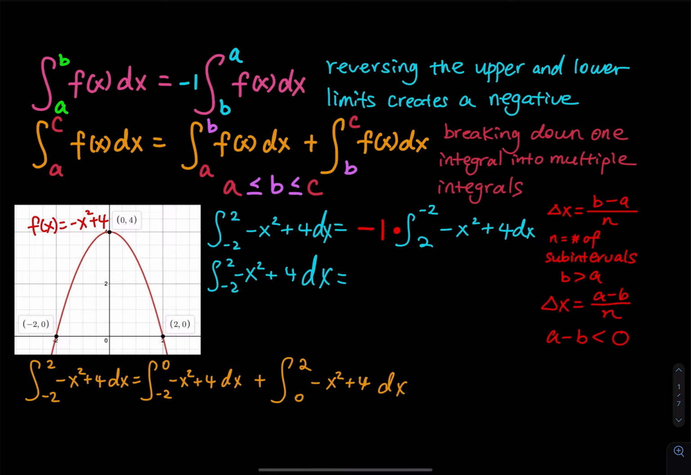So b is the upper limit, a is the lower limit. That means b is greater than a. If you reverse them, then you are using a minus b. So you are using a smaller number minus a bigger number. As a result, that produces a negative. So that is why we have a negative in front of the integral when you reverse the upper and lower limit. So the next line, I will just do it without reversing the -2 and 2.